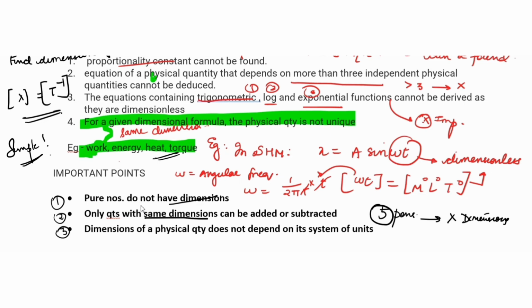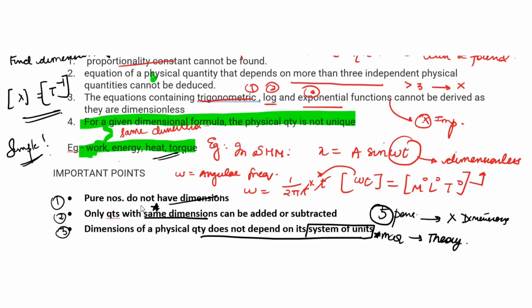Third point, the dimensions of a physical quantity do not depend on the system of units. This is a good point which you can expect in an MCQ. How do you understand this point? Force, whether you take it in SI unit, Newton, or CGS unit, Dyne, the dimensional formula and the dimensions are the same, M L T power minus 2, which is 1, 1, minus 2. So that is going to remain the same. Hence the dimensions of a physical quantity do not depend on the system of units. All right.